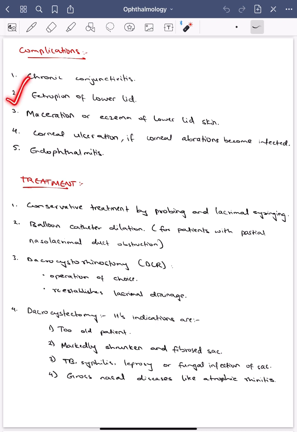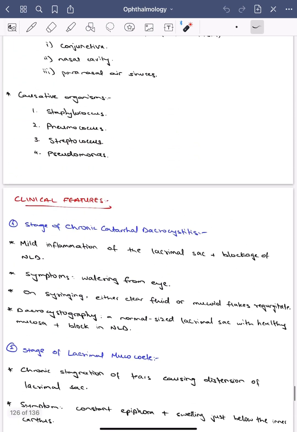Second is the ectropion of the lower lid, that is the outward folding of the lower lid. Third is the maceration or eczema of the lower lid skin. Fourth is a corneal ulceration if corneal abrasions become infected. And fifth is endophthalmitis, that is when the entire eye is infected. So again, remember the complications.